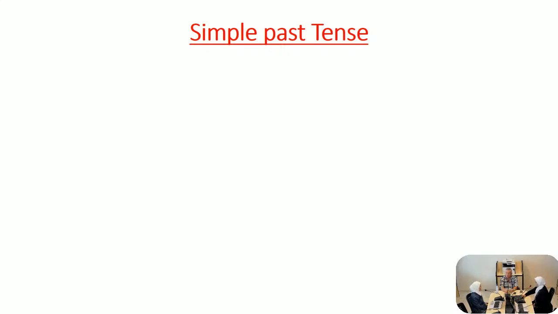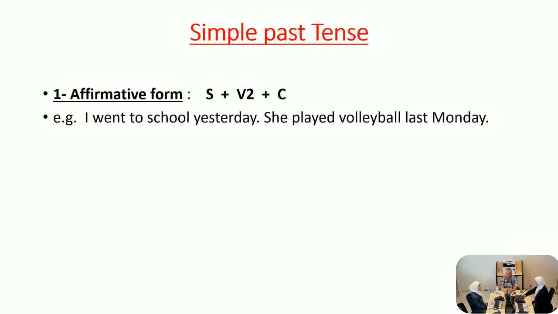Miss Maha, the simple past tense. When the simple past tense is used in the affirmative form, we use the subject, verb two, and the complement. I went to school yesterday. Yesterday is the time reference here, so we used go in the second form, verb two. She played volleyball last Monday.